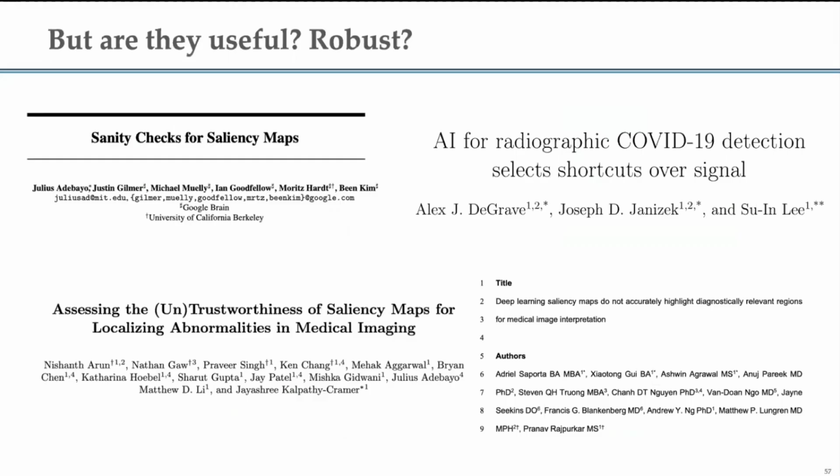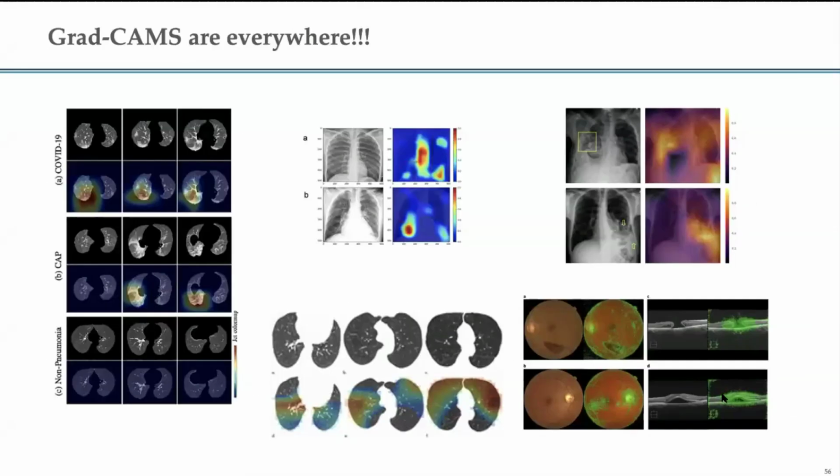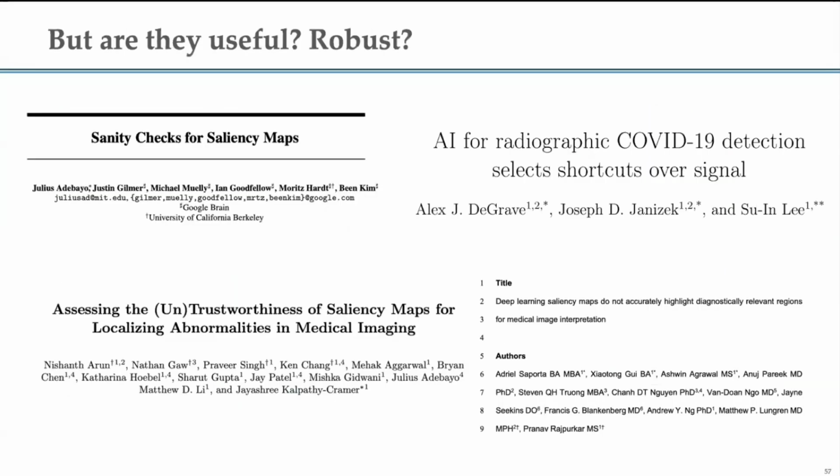What you'll notice often, though, as you can see here, is that the areas highlighted have very little to do with the disease. They might pick up things like the marker. They might pick up these shortcuts, as they are called, in the decision-making process.